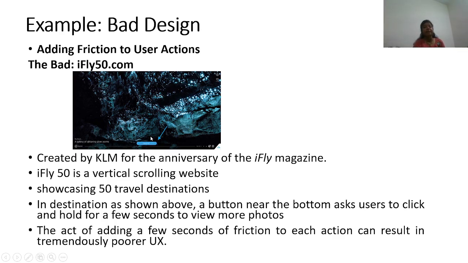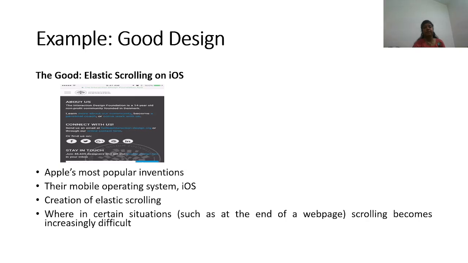So here there will be a few seconds of friction to each action, means there are multiple photos for the same destination. So you have to click at this button and you have to hold for a few seconds, then it will upload the next photograph for the destination. So considering this, it results in a tremendously poorer user experience because the user has to wait, holding that particular button, and then the next picture for the destination comes.